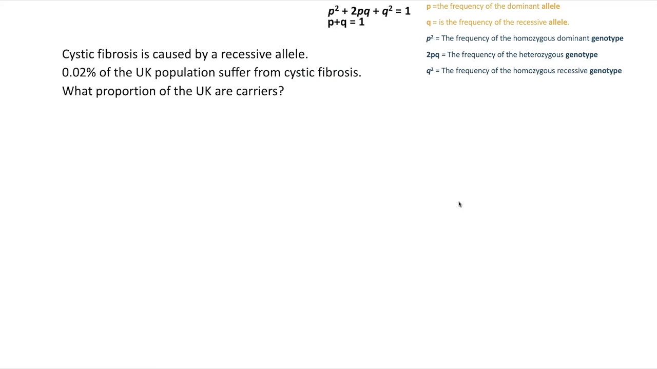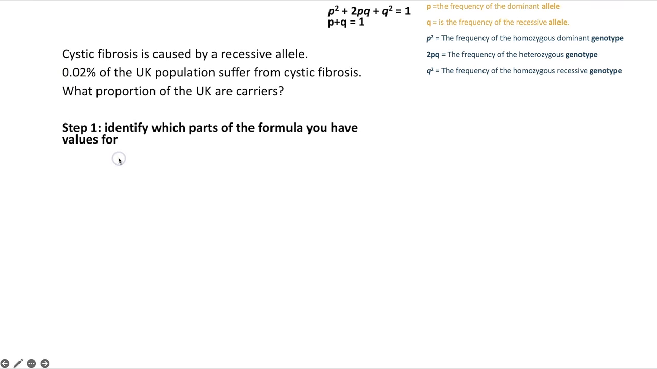So let's say for this example, cystic fibrosis is caused by a recessive allele. That would be the letter q, recessive allele. 0.02% of the population in the UK suffer from cystic fibrosis. What proportion of the UK are carriers? So always have this information at the top in mind, and always start by working out what part of the equation they want you to determine, and what part of the equation they have given you. So first of all, we've been told that cystic fibrosis is caused by a recessive allele.